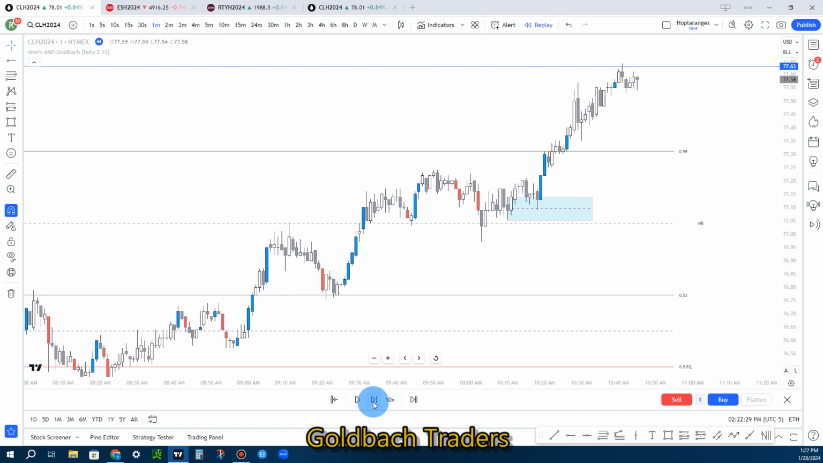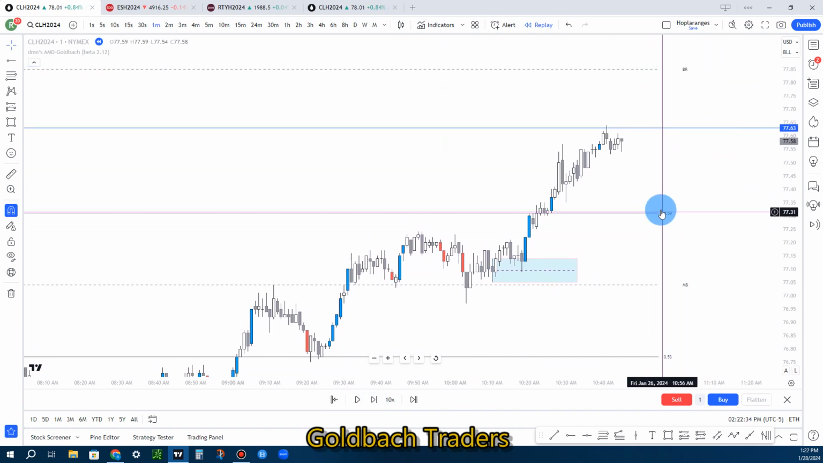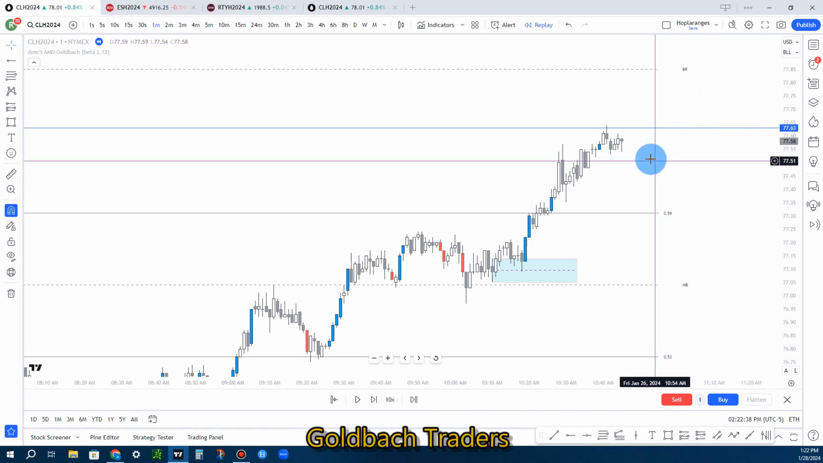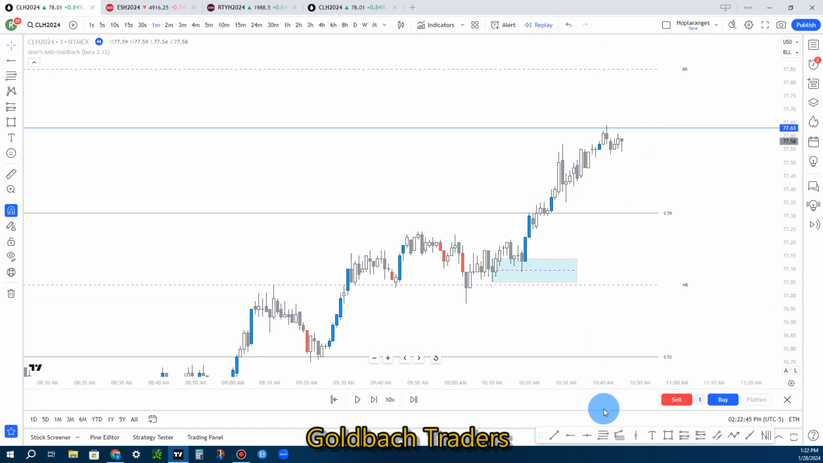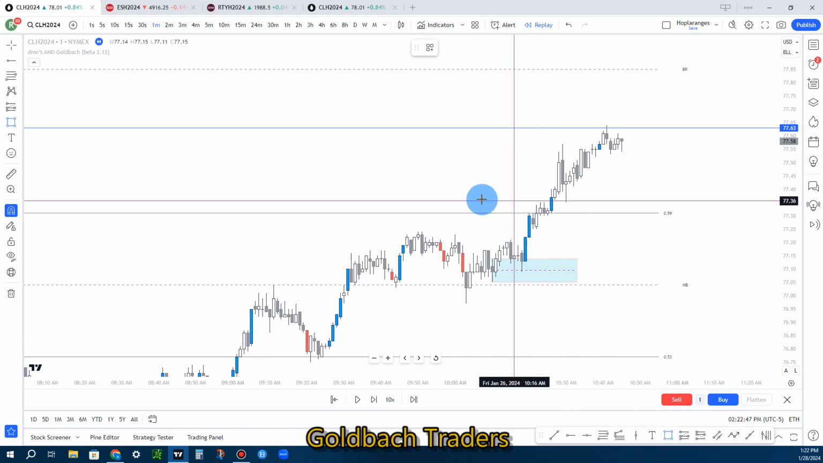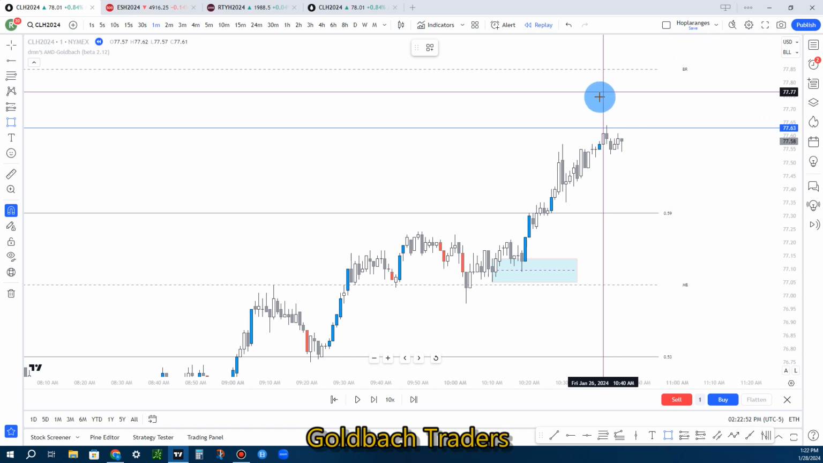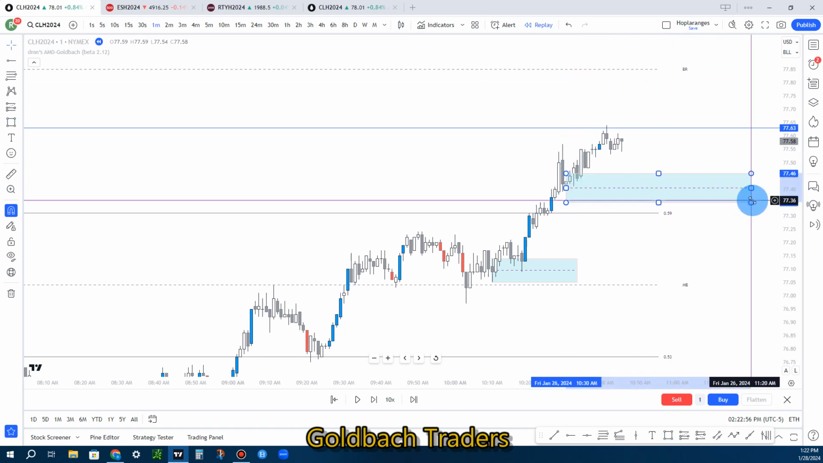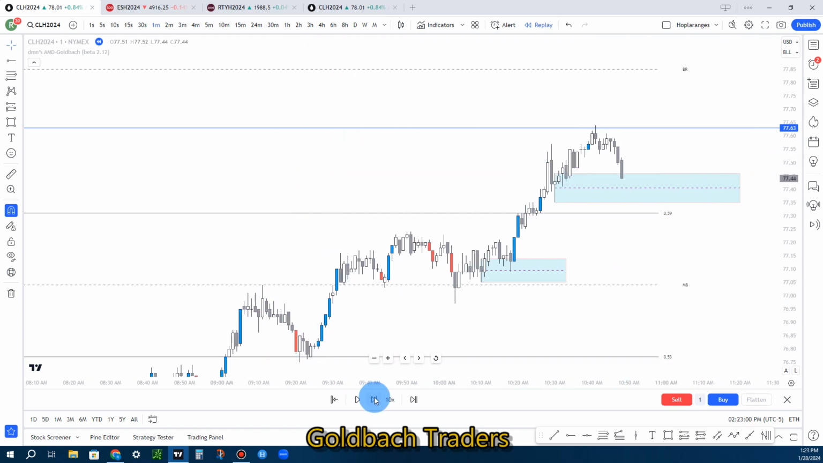Now we're in the breaker block area. From this level on up, it's the breaker block area. And so I'm thinking, if this is going to reject, I'm looking to enter on a breaker block. Is there a breaker block from here on up? And I'm like, yeah, it's right here. If price was to come and go through this, this would be a breaker block. Okay, so let's advance and see what happens.